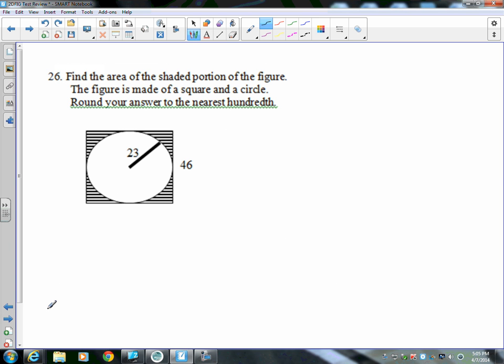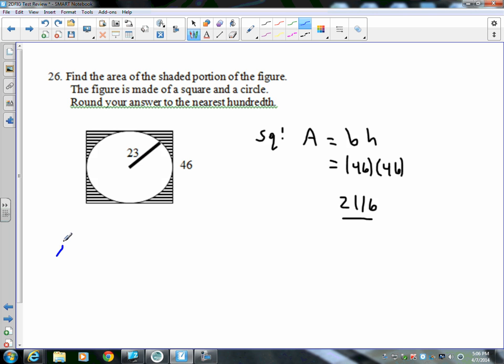Next question, number 26. Number 26 says find the area of the shaded portion of the figure. The figure is made of a square and a circle. So to find just the shaded region, first we want to find the area of the square, then find the area of the circle, and subtract the two. So let's find the square first. Area of a square is just base times height. Base is 46. Height is also 46. 46 times 46 gives us 2,116. And that would be the area of the square.